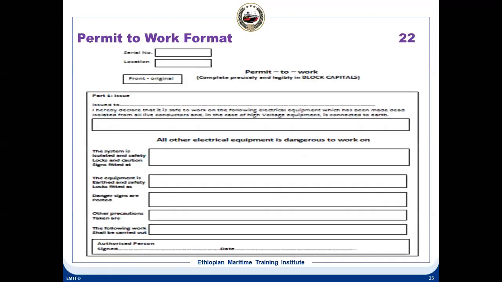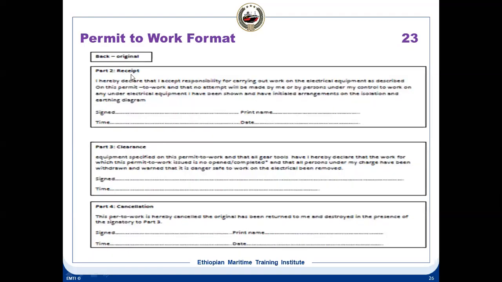Generally you will find this is one format. As I told you, this may not be the same on all ships. When you go on board a ship, it will be something different. But you can see here in this permit to work, it says issued to. The system is isolated safely and locks and caution signs fitted here. Equipment is earthed and safety locks are fitted. Dangerous signs are posted. Normally they put a tick mark here, or write whatever you want to write here. Any other precautions taken should be mentioned here. The following work shall be carried out. Authorized person, date. Then receipt.